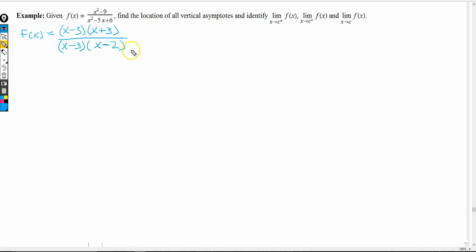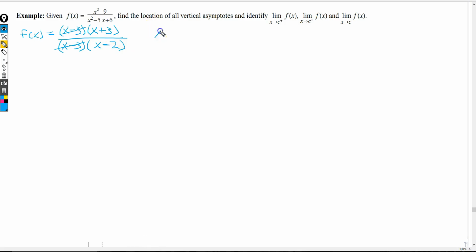So what happens now is we see that 3 is not going to be a vertical asymptote for this function. If we were to solve for where the denominator is equal to 0 here, you see we'd get back 3 and 2. But 3 is not going to be a vertical asymptote because we have cancellation. In other words, the limit as x approaches 3 of this function is going to be 3 plus 3, 6, divided by 1. That is a number. It's not a positive or negative infinity. So 3 is not a vertical asymptote for this function.